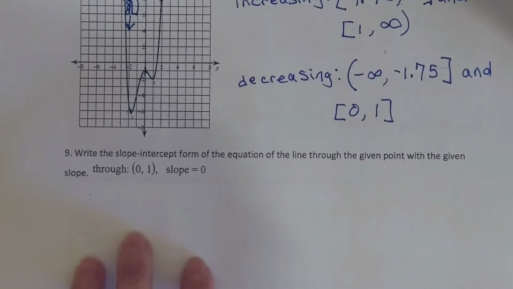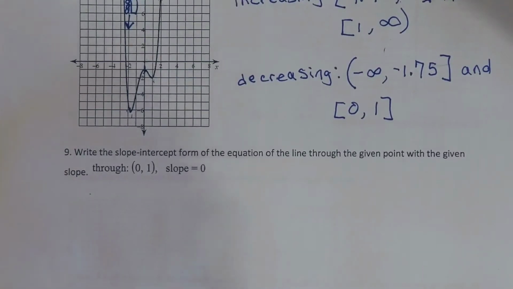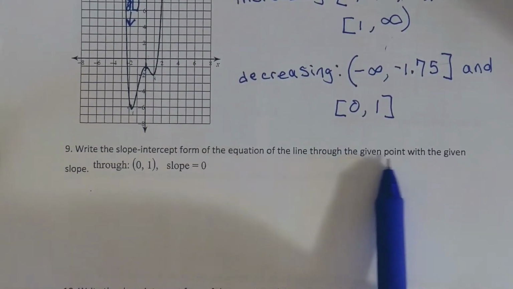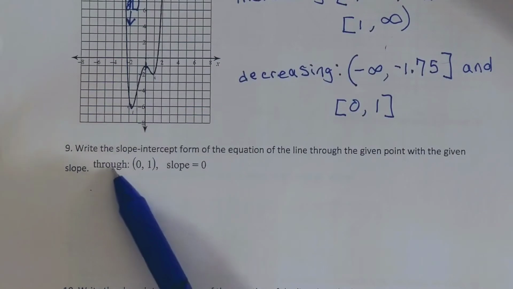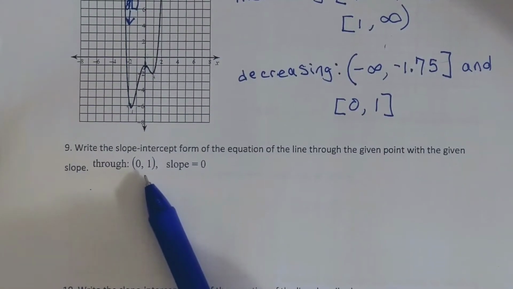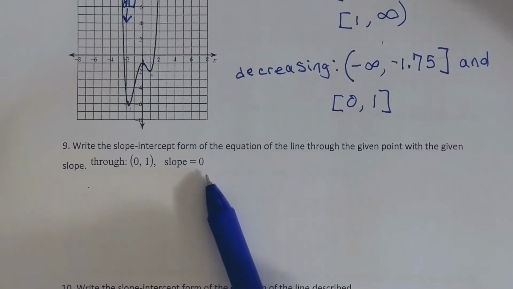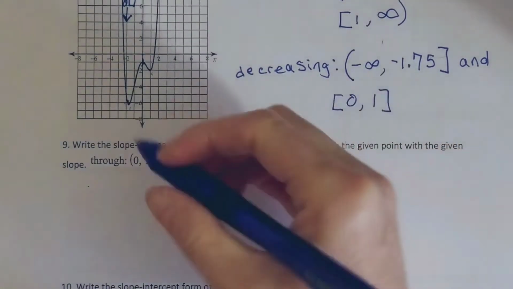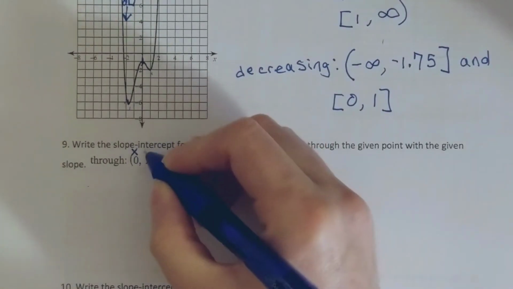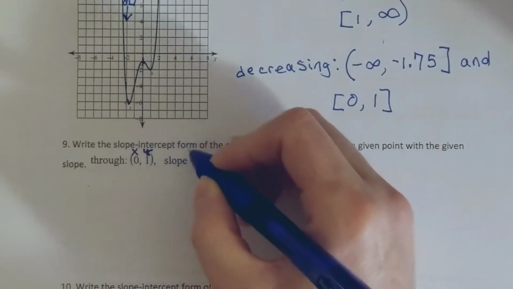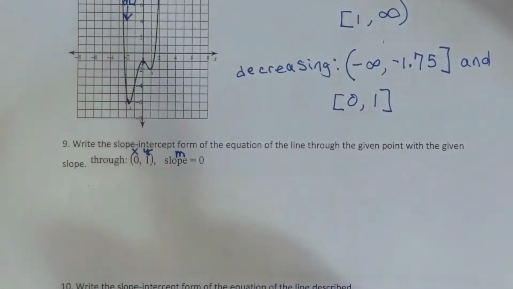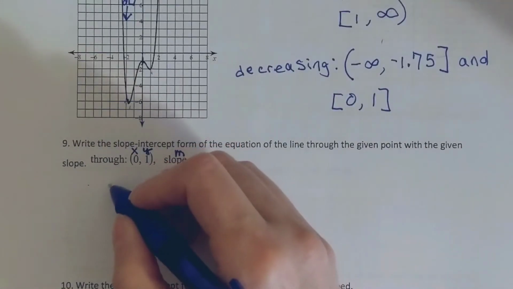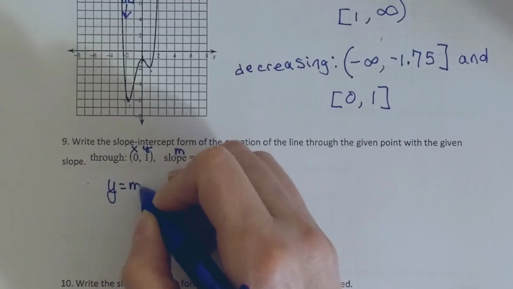All right, number 9, write the slope-intercept form of the equation of the line given the point and the slope. So through (0, 1), and your slope is 0. So 0 would be your x, 1 would be your y coordinate, and your slope is your letter m. If you remember the formula, it's y equals mx plus b.